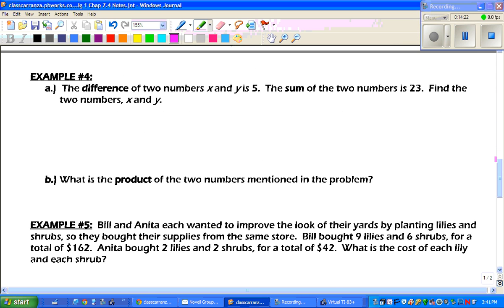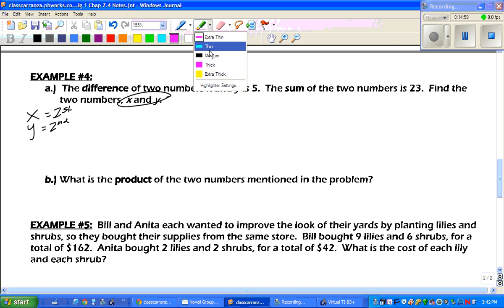Now, example number 4 is a favorite one on ACT problems, okay, and ACT tests. So let's go ahead and read it. It says the difference of two numbers, x and y, is 5. The sum of the two numbers is 23. Find the two numbers, x and y. So remember, one of the first things is to do the labels, okay? So our two labels are x and y. So x is the first number, and y is the second.